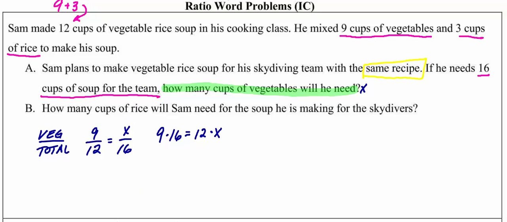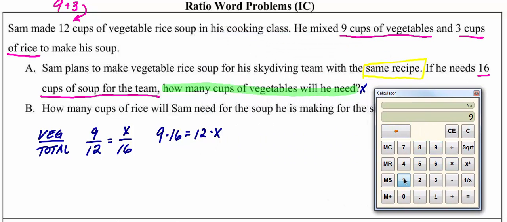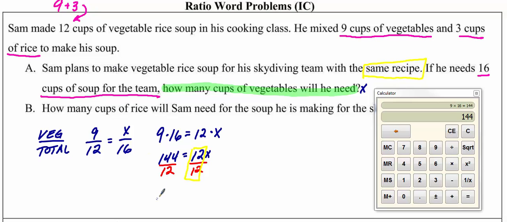So let's start with the 9 times the 16. And I'm going to bring a calculator down right over here. So we've got 9 times the 16, and that's going to give us 144. And that's going to equal 12x. Then the second part is divide by that 12. That 12 is the coefficient. It tells us how many x's there are. We know we have 12 x's. We don't want to know what 12x is equal to. We want to know what 1x equals. So we divide everything by 12. And we find out that he will need 12 cups of vegetables if he's going to make a total of 16.